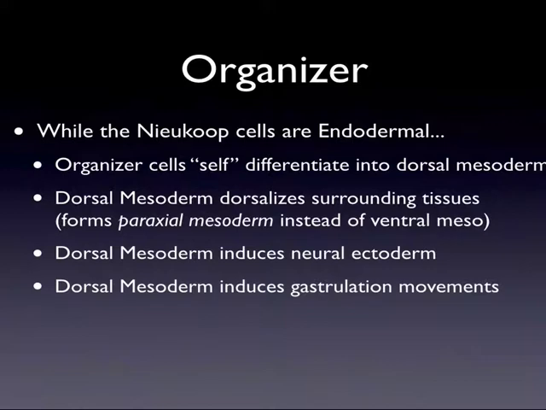The dorsal mesoderm is producing signals that dorsalize the surrounding tissues. All right. And what you'll see is going to be very important after the next exam when we start talking about neurulation and things like that, is that the dorsal mesoderm induces neuroectoderm right above it, and it also is orchestrating the gastrulation movements that we see that everybody associates as being synonymous with gastrulation.